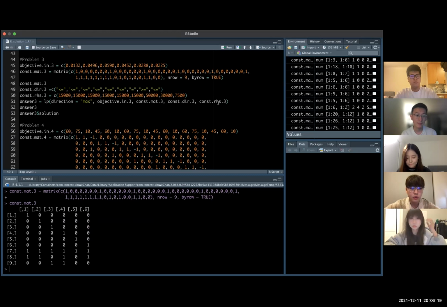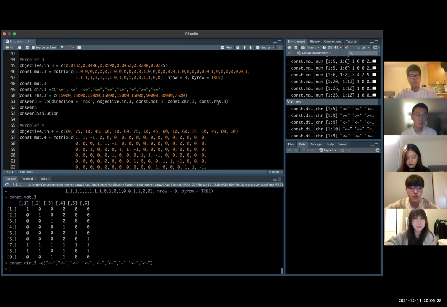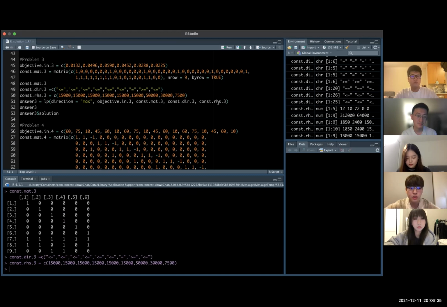We make it as a table with 9 rows and arrange every row and run the matrix to show the table, and then we assign const dir3 as a greater equal, less equal, and equal sign for the 9 constraints. Next, we assign const RHS3 as the right-hand side value of the 9 constraints.